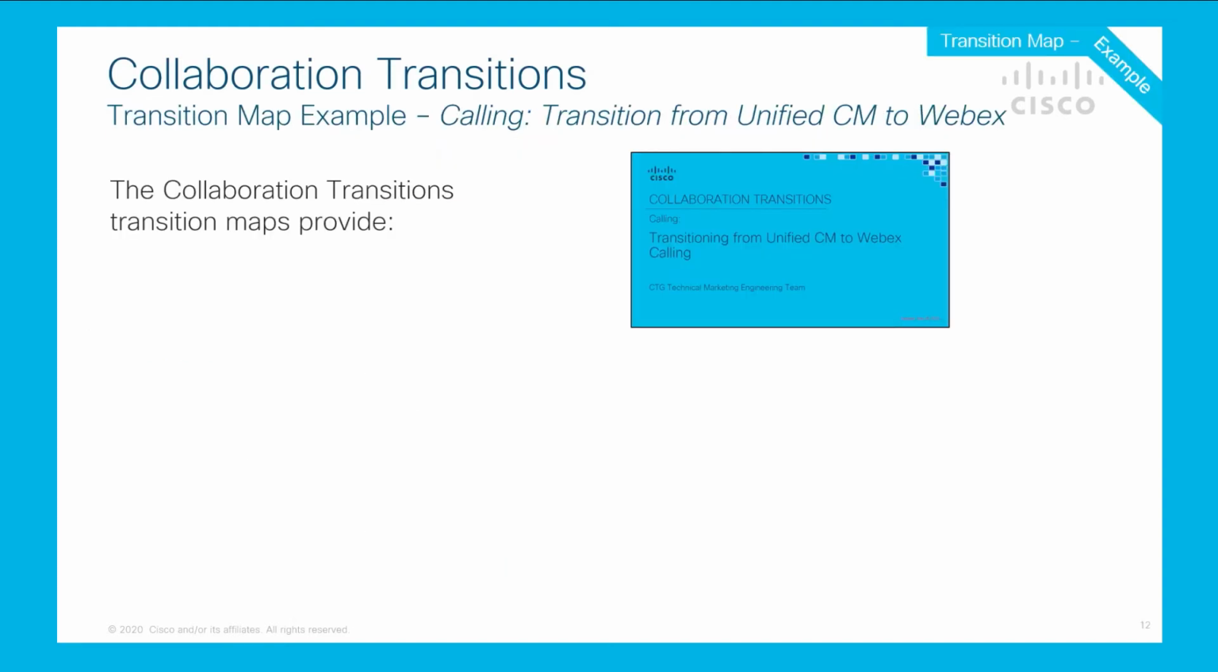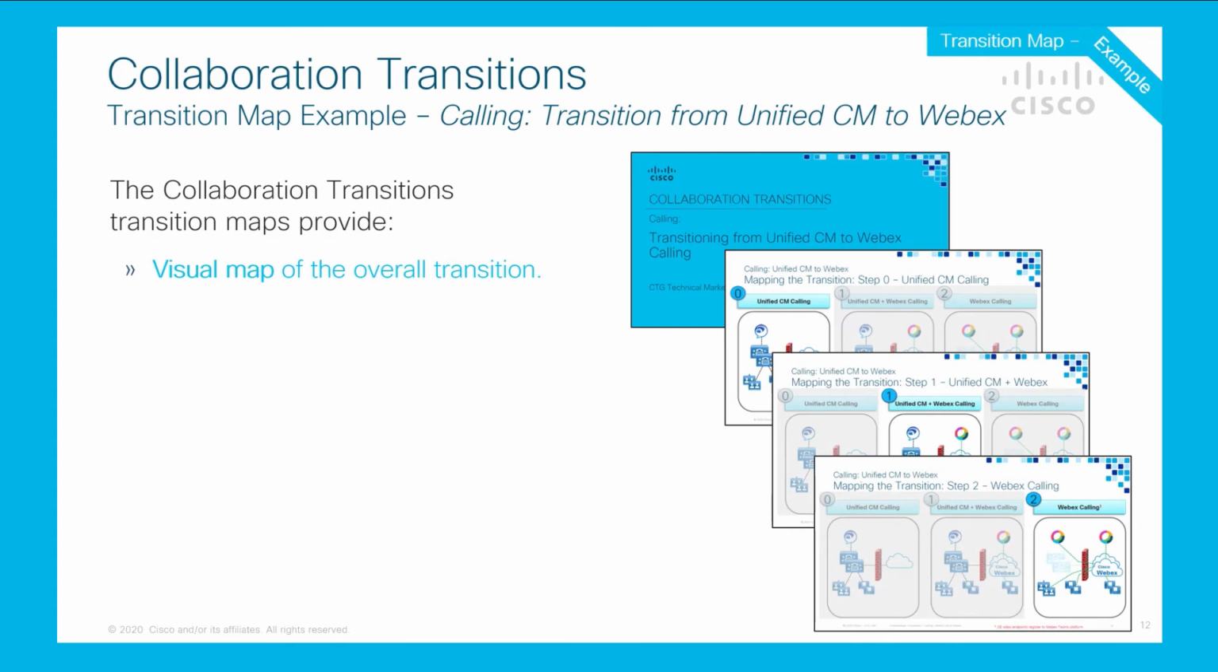Let's first take a look at the transition map document. As an example, here's a portion of the transition map for the transition between Unified Communications Manager, or Unified CM, and WebEx calling. First, the transition map document provides a visual map of the overall transition broken down into high-level steps, starting with the initial state of the deployment, what we are transitioning from, in this case, Unified Communications Manager calling, and going to the final state, where it is that we are transitioning to, in this case, WebEx calling.